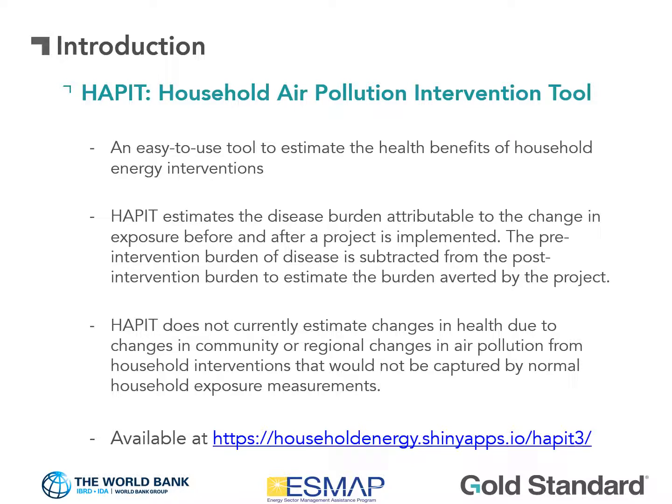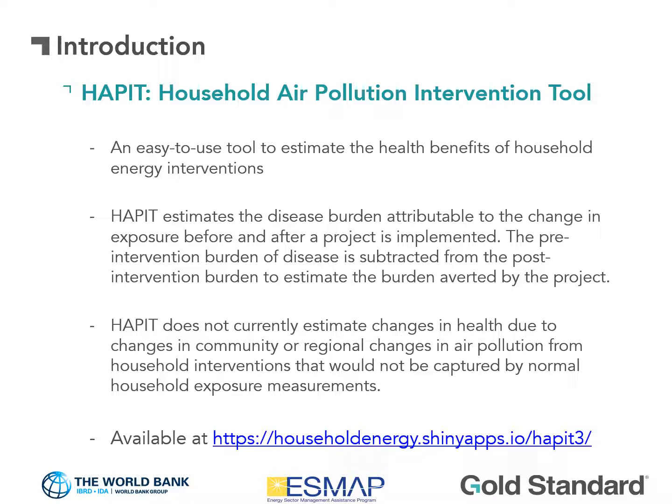HAPIT, the household air pollution intervention tool. It's an easy to use tool designed to estimate the health benefits of household energy interventions. And it's a requirement that project developers using the ADALYs methodology must use HAPIT to convert PM2.5 exposure reductions into ADALYs. HAPIT estimates the disease burden attributable to the change in exposures before and after a project is implemented. It does this by comparing the health impacts as a result of exposure to fine particulate matter, or PM2.5.